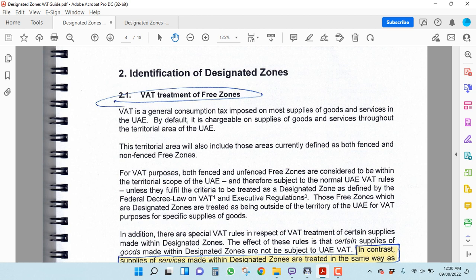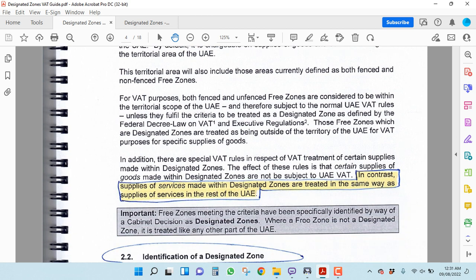VAT is a general consumption tax imposed on most supplies of goods and services in the UAE. By default, it is chargeable on the supply of goods and services throughout the territorial area of the UAE. This territorial area will also include those areas currently defined as both fenced and non-fenced free zones. For VAT purposes, both fenced and unfenced free zones are considered to be within the territorial scope of the UAE and therefore subject to the normal UAE VAT rules, unless they fulfill the criteria to be treated as a designated zone as defined by the federal decree law on VAT and executive regulations.